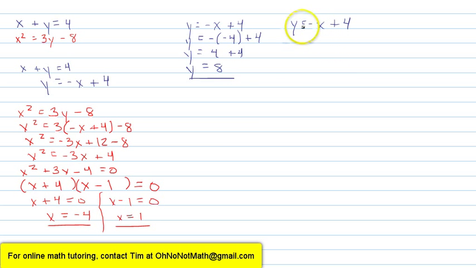Now let's solve for y with x equal to 1. So I substitute 1 in for x. And I have y equal to negative 1 plus 4, or y equals 3. So the solution is x equals negative 4, y equals 8, and x equals 1 and y equals 3.